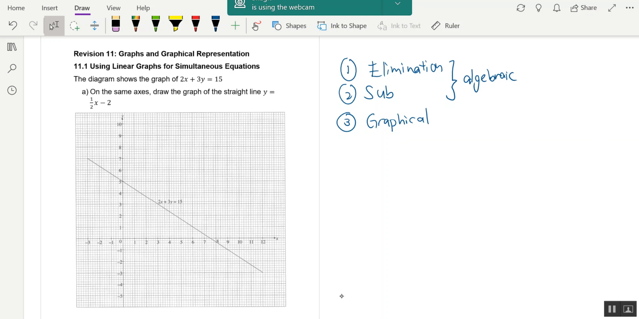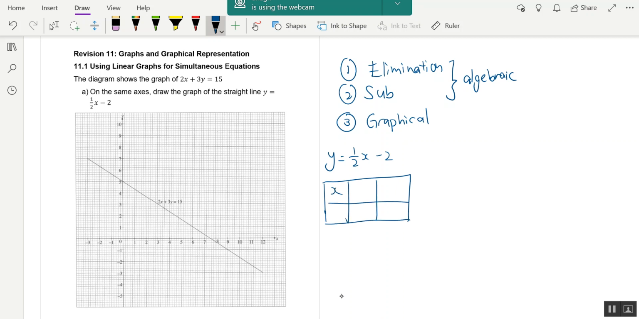In this question, they have already drawn the graph of 2x + 3y = 15 for you. First they ask you to draw the graph of y = 1/2 x - 2. When you want to draw a graph like that, you need an input-output table. The x values are always the ones you choose, and have at least 3 values to make sure you are right. Luckily, in this case, y is already given to you.